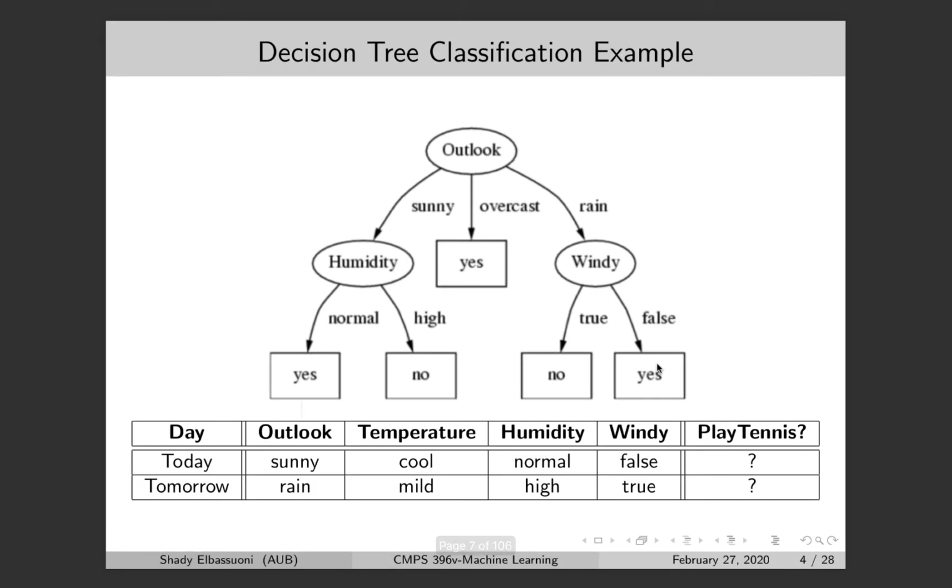Okay? Now, given test instances, so say the weather today or tomorrow, I want to decide whether I should play tennis or not. So all I have to do is follow the branches of the decision tree. So I look at outlook. Since it's sunny, I follow the leftmost branch. And I have to look at humidity. So humidity is normal. This tells me, yes, play tennis. For tomorrow, the outlook is rainy. So I look at wind. Since it's windy, I decide not to play tennis.